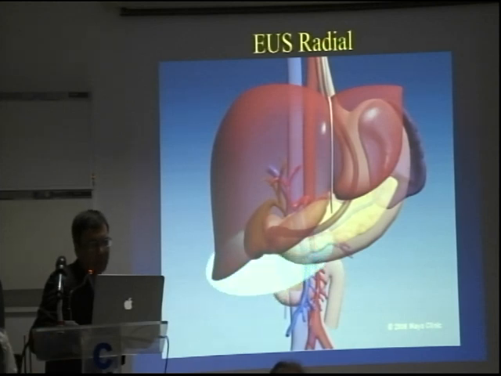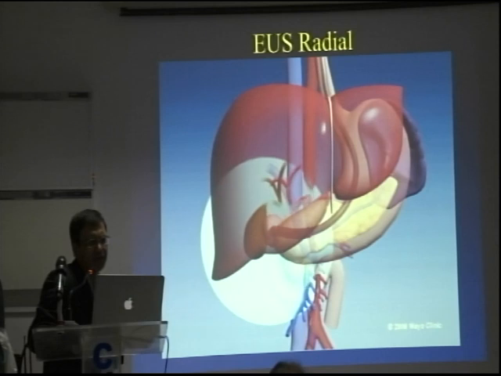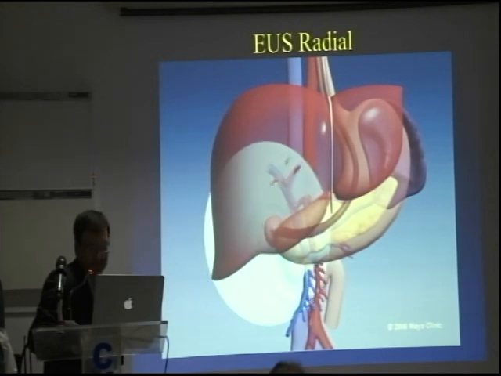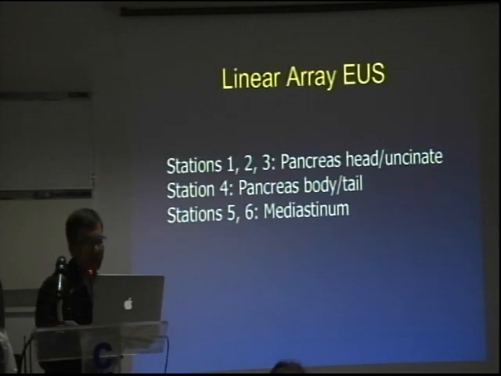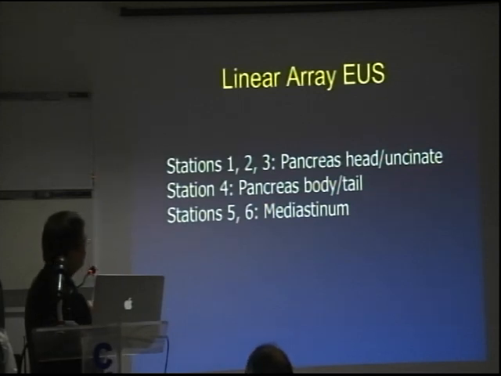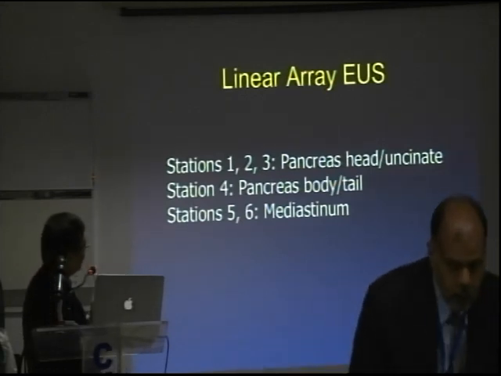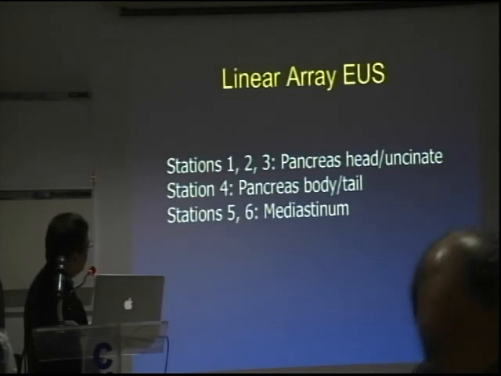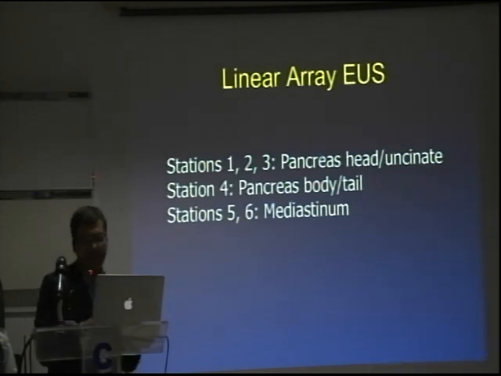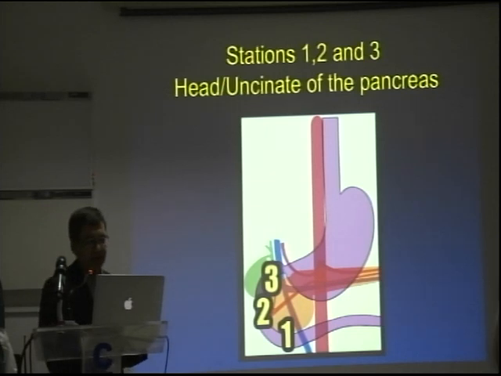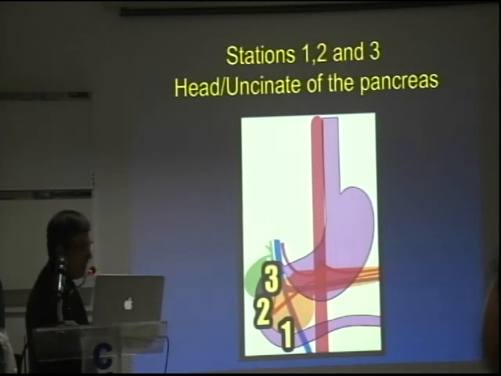So this is when you are looking at the uncinate process, you are looking at the ampulla. That's the image there. So here, stations 1, 2, and 3 are for the pancreatic head and the uncinate process. Station 4 is for the pancreatic body and tail. Station 5 and 6 is the mediastinum. And this is an image of that.